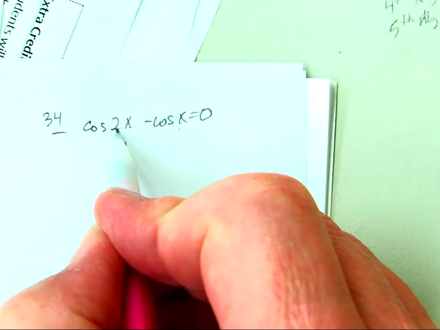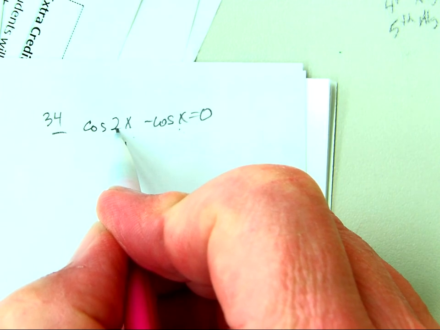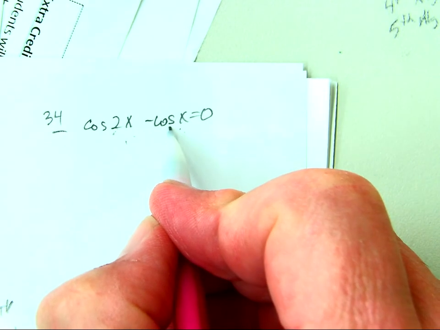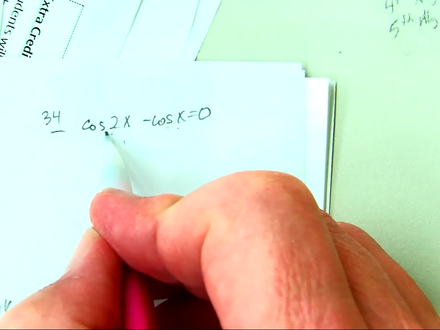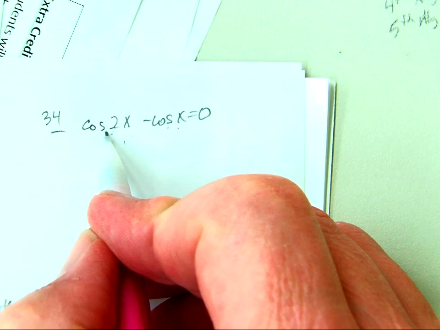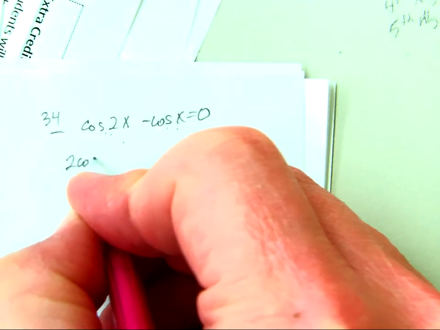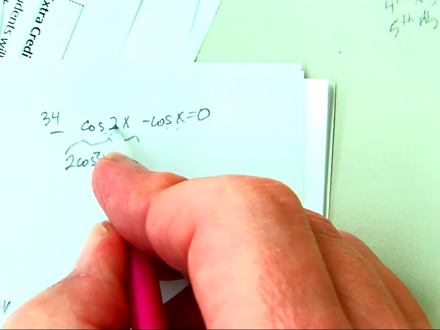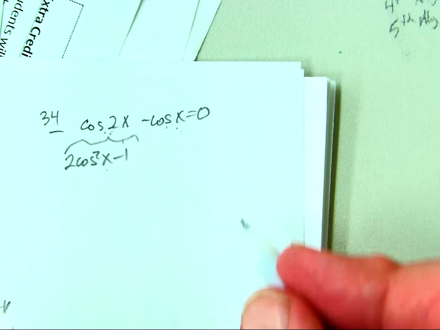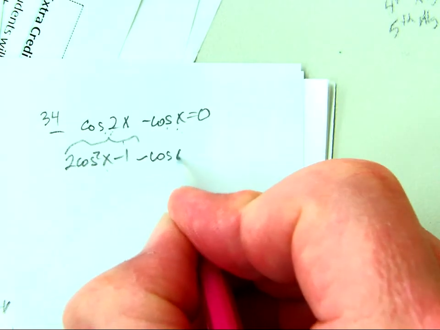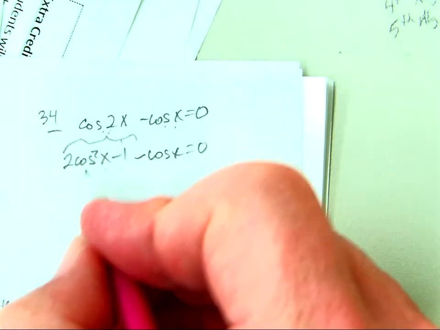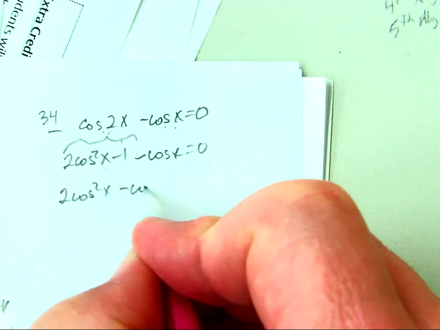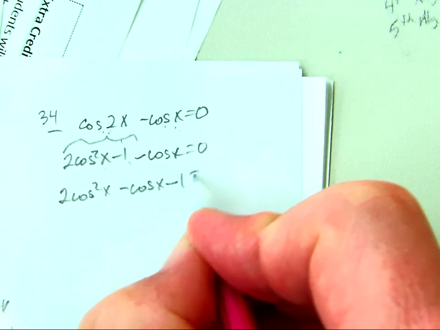When you see this 2x, we just got finished with double angles. We use a double angle formula. Since the other trig function we have is cosine, we want to use the one that has cosine in it. That one is 2 cosine squared a minus 1. So we're going to take out the cosine of 2x and replace it with that. Now we have this. If we rearrange the order, let's put the squared one first, then this single one, and then our constant.